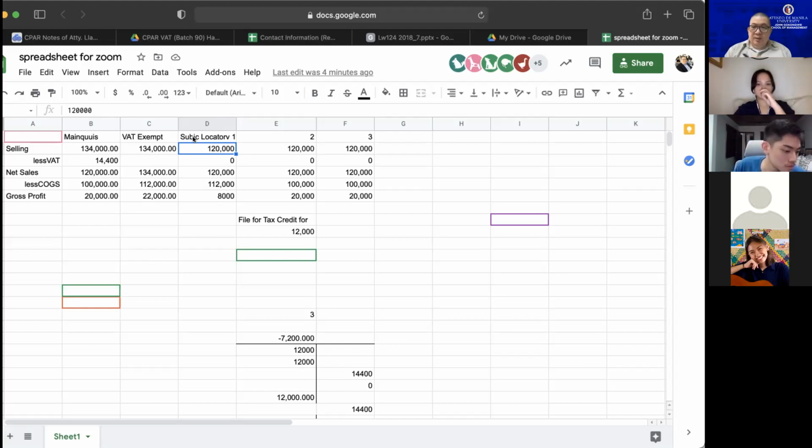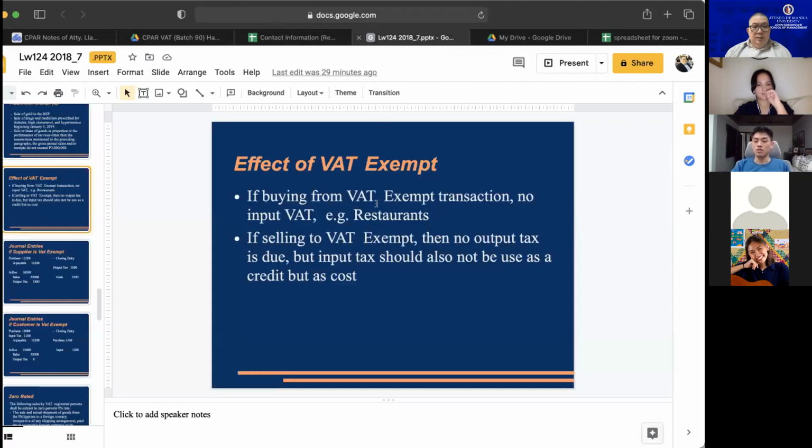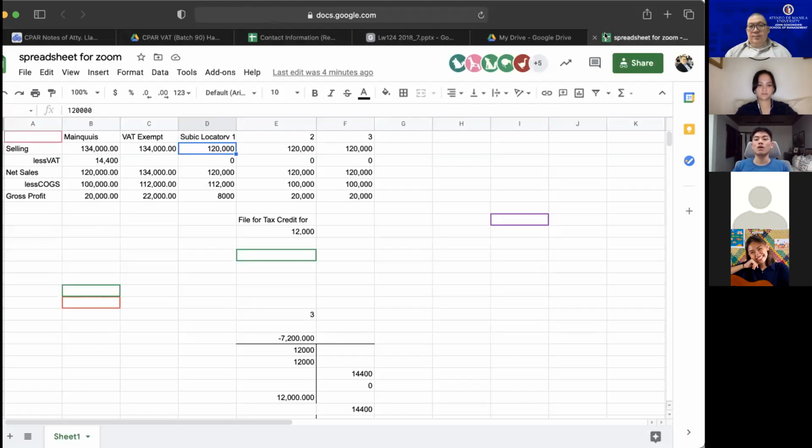Sir, I have a question. Yes, go ahead. Can you repeat lang what you said about the 12,000 from the laptop being reflected pa rin if it's VAT exempted? So the selling price will still be 134, but where does the Input 12 tax shall be used not as a credit anymore, but as a cost. Okay, sir. So, like, you're still like going to be paid for the okay.